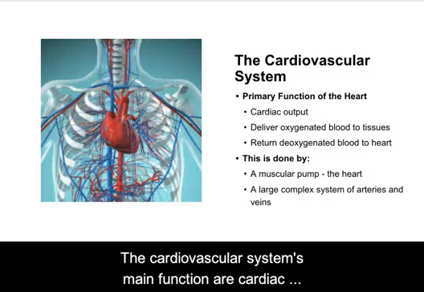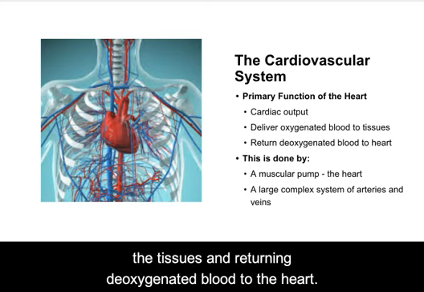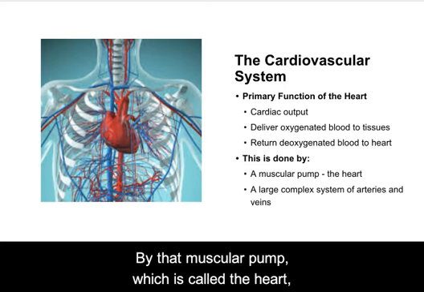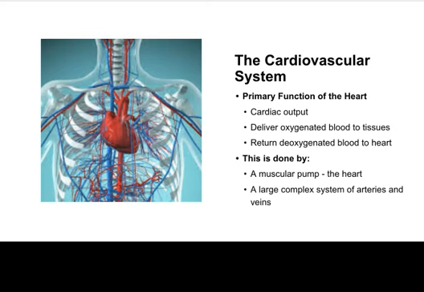The cardiovascular system's main functions are cardiac output, delivering oxygenated blood to the tissues, and returning deoxygenated blood to the heart. How is this done? By that muscular pump, which is called the heart, and a large complex system of arteries and veins.